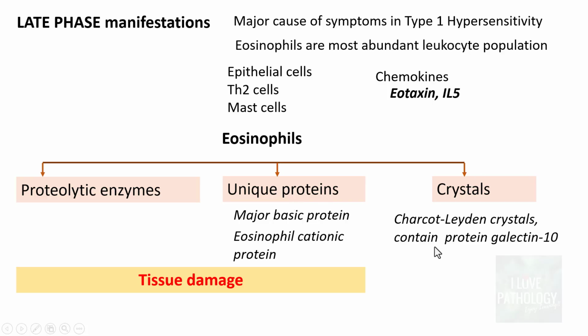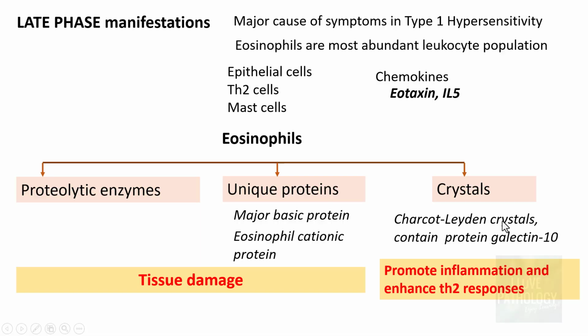Whereas the crystals, particularly the Charcot-Leyden crystals, which contain a protein called galectin-10, are the ones which promote inflammation, and they also enhance the T helper cell response. I told you now, the major cause of type 1 hypersensitivity reaction is an enhanced or increased T helper cell response.